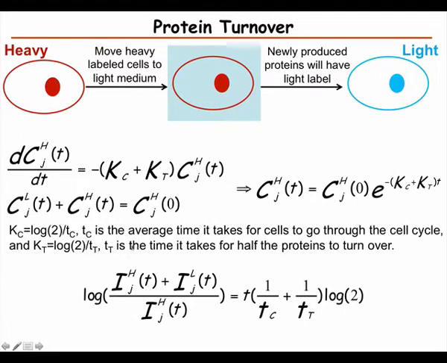So here TC is the average time it takes for a cell to go through the cell cycle, and KT is the time it takes for half the proteins to turn over. The nice thing with this is that it can also be applied globally to all the proteins in the cell.